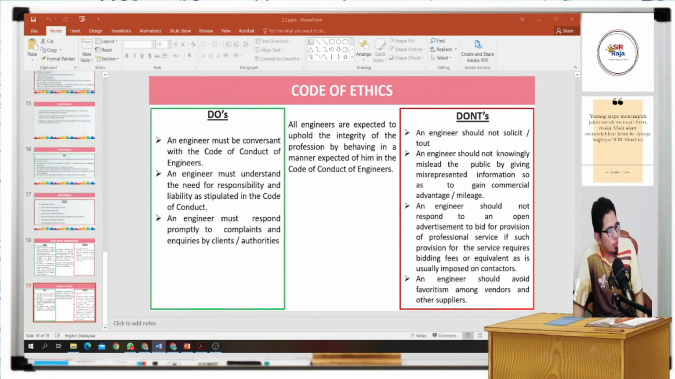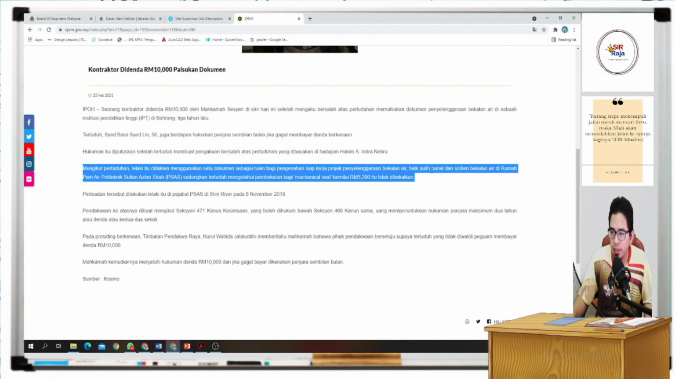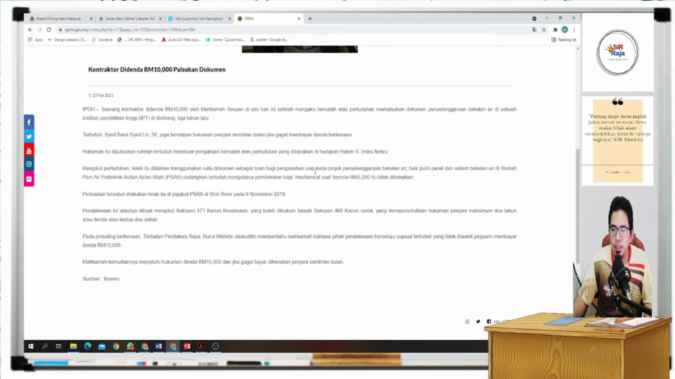So if an engineer makes a wrongful certification, what is the punishment that engineer gets? Okay. So ni contoh news. Okay, ada ni lah, kata contractor dia denda RM10,000 pasukan dokumen. So this is an example of the things under the law lah. Tapi ni I think this one is very small. Okay, so this contractor dia buat kerja penyelenggaraan bekalan air ni, baik pulih, assistance sebagainya. And then dia kata dalam kerja dia tu, dia kata dia dah pasang mechanical seal ni. Okay, which is dia tak pasang pun.